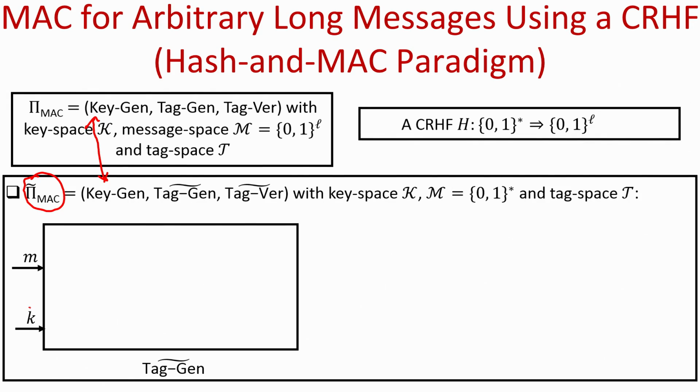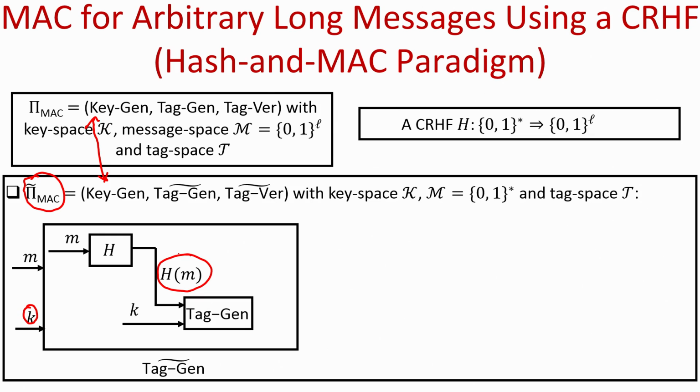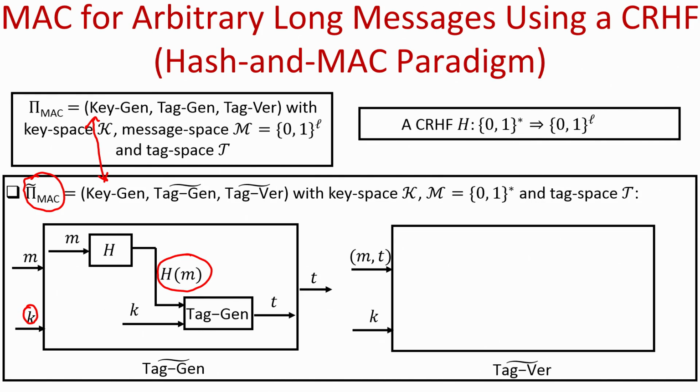So, little k is one of those keys and m is the message on which we want to compute the tag. What we do internally inside this tag generation algorithm is we apply the collision resistant hash function on the input m, and once we have the hash of the message, which is of size little l bits, we invoke the tag generation algorithm of our base MAC under the key k, and the resultant output is considered as the tag generated by the composed MAC.